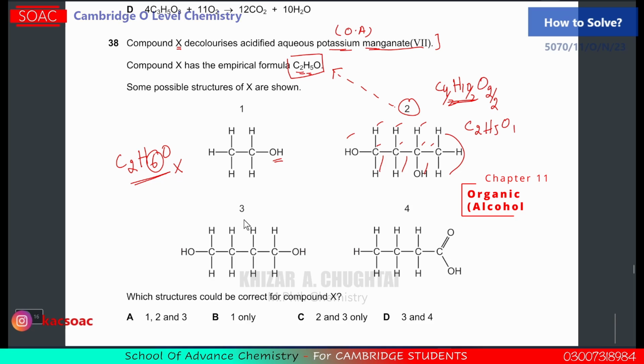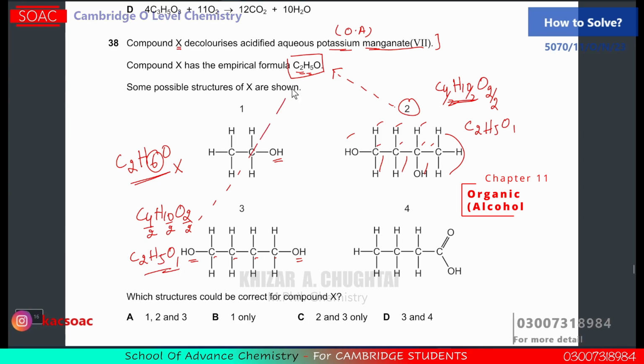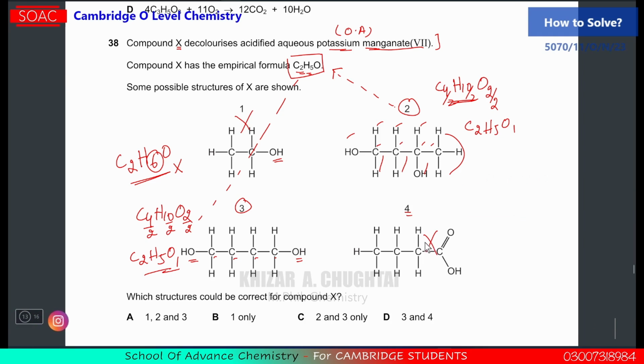Now come towards the third one. 1, 2, 3, 4. Again, carbon is equal to 4, hydrogen is equal to 10, and oxygen is equal to 2. This compound is an alcohol, and it can be simplified further into C2H5O1, the similar one. So yes, 3 is also correct. And what about D, the fourth one? This fourth one is not an alcohol, so it's incorrect. 1 is incorrect, 4th is incorrect, 2 and 3 are correct, so C is the correct option.